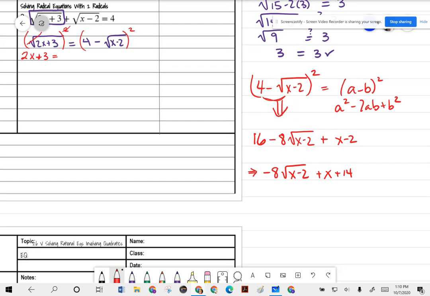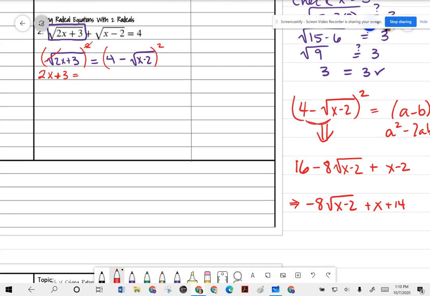So that looks a little messy, and it is, but we're going to get there. Negative 8 square root of x minus 2 plus x plus 14. At this particular spot, I've isolated my radical on the left and I squared both sides. Now notice that we still have another radical. So again, we've got to isolate this second radical. I am going to subtract x and subtract 14 on both sides.